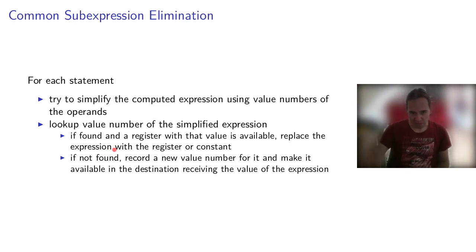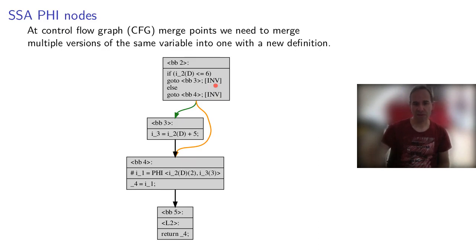I forgot one piece, that is, if we find the expression in the hash table, we can replace the expression with the constant, if the value number was constant, or the register that contains the value of the expression at this point of the program. And that needs something that's called availability, because, again, let me go back to the nice figure. Consider we'd actually have on both arms of the if the same increment of I.